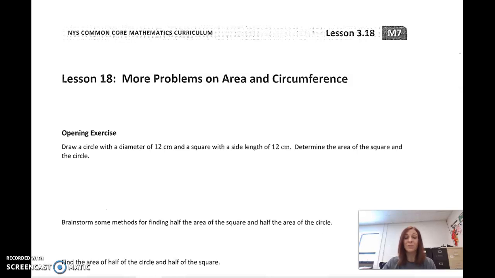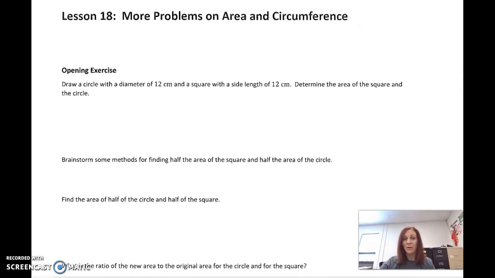In Lesson 18 in Module 3, the title is More Problems on Area and Circumference. But what our focus is going to be on is when we're solving for the area of a circle or circumference of a circle or area of a square, what information do we need? I want you to keep that in the front of your mind. We're always focused on what we need. And if we want to focus on what we need, well, we need our formulas, okay?